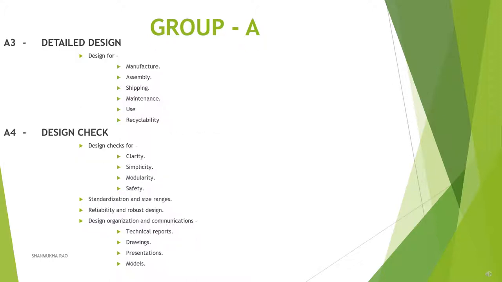The third section in Group A is about detailed design: design for manufacture, assembly, shipping, maintenance, use, recyclability. The fourth section in Group A is about design check.